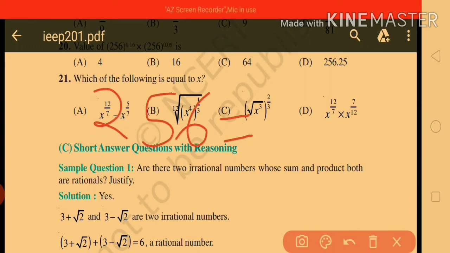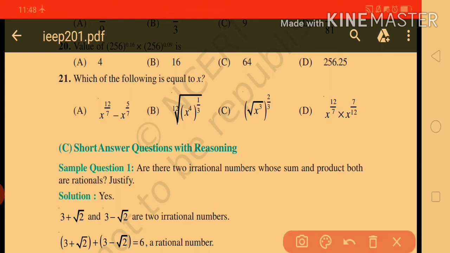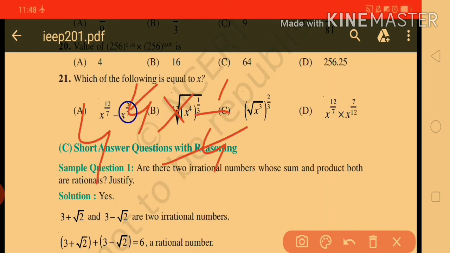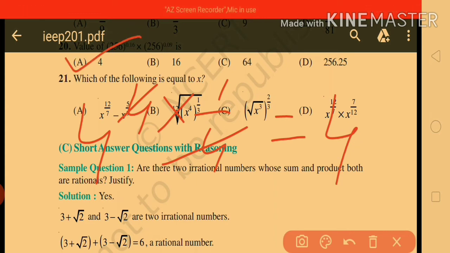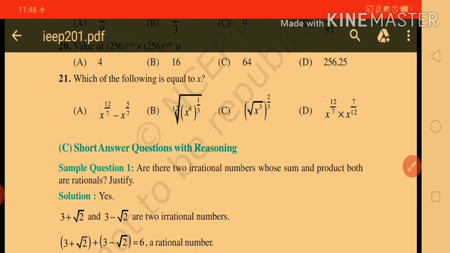256 can also be written as 4 raised to 4. You know that 4 fours are 16, 16 fours are 64, and 64 fours are 256, right? So what we get here is 4 raised to 4 into 1 by 4. If you cut it, you will get 4. So which option is showing this? A. So A is the right answer.